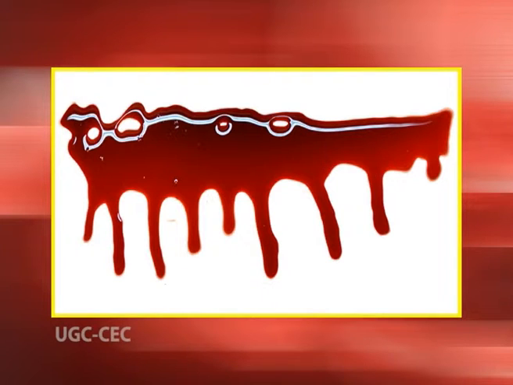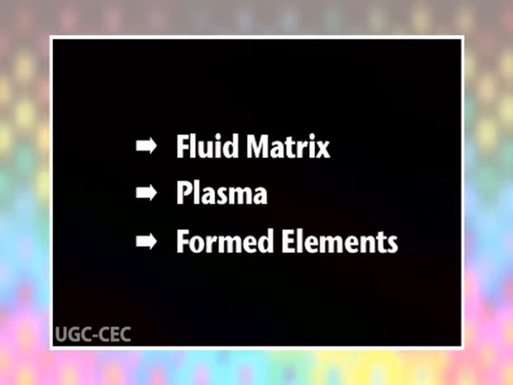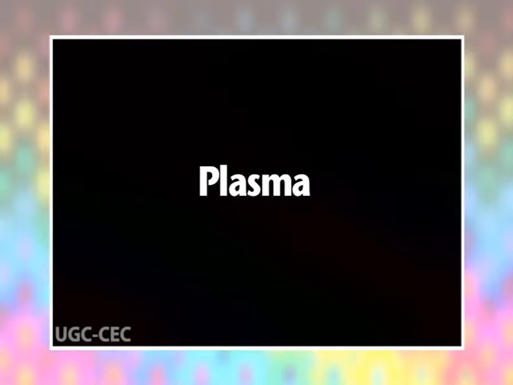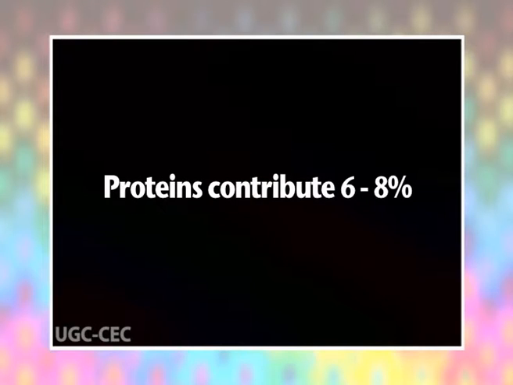Now let's have a discussion about blood. Blood is a special connective tissue consisting of a fluid matrix, plasma and formed elements. Now let's discuss first plasma. Plasma is a straw-colored viscous fluid constituting nearly 55% of the blood. 90 to 92% of plasma is water and proteins contribute 6 to 8% of it.